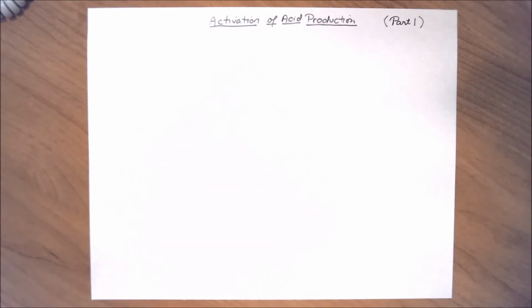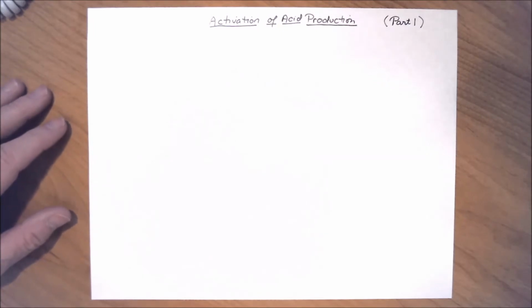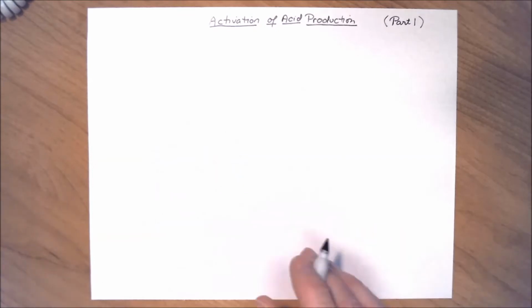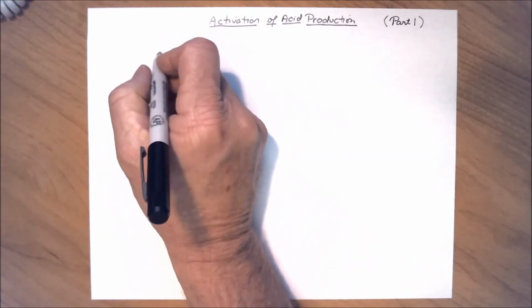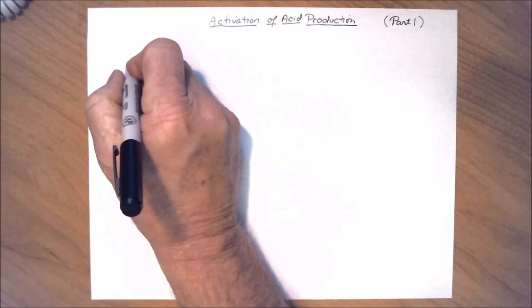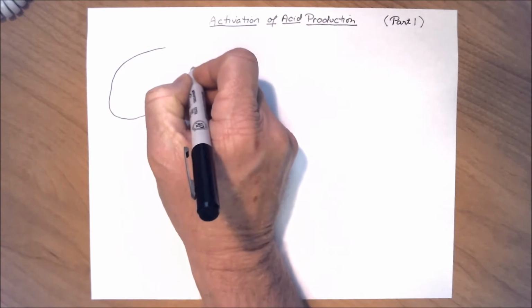Now let's examine what the activation signals are that generate acid in the stomach. In other words, what signals tell the parietal cell to begin HCl production? Well, there are multiple levels of information that the parietal cell receives. The first one to consider is the structural architecture of the cell.